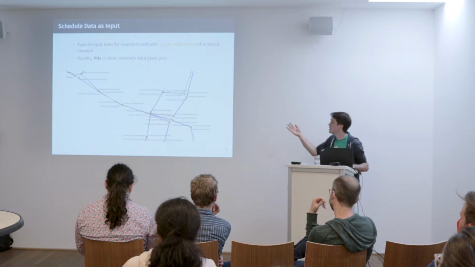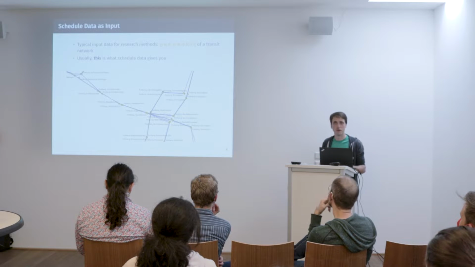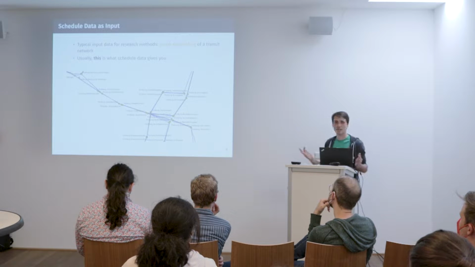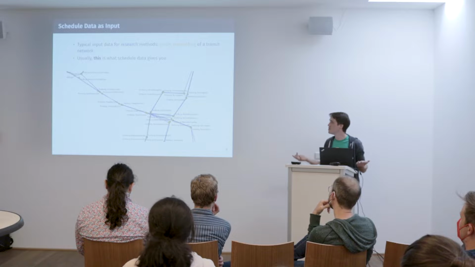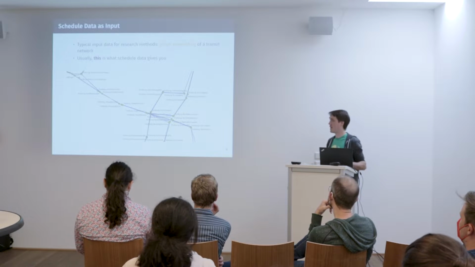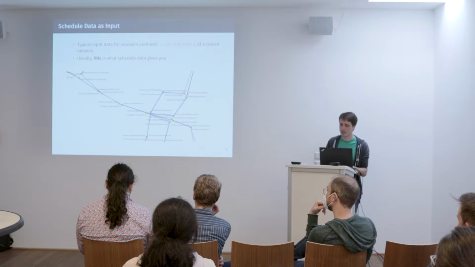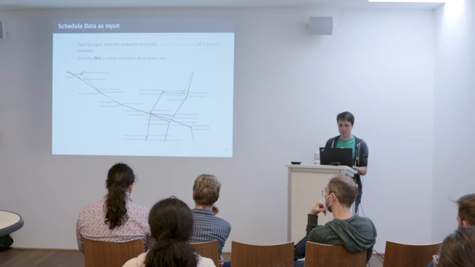And another thing that is missing here is, of course, the line colors, because they are also very often missing from schedule data. Where do you get them? Do you generate them automatically? But typically transit companies, of course, have line colors and they want them in their maps. So you have to either label them by hand or think of ways to get these.